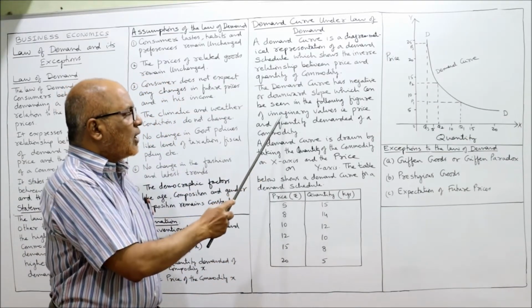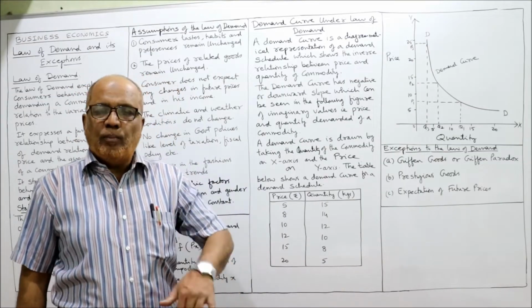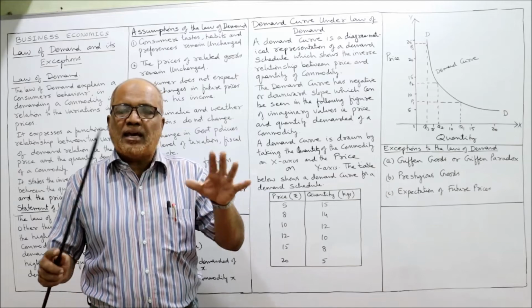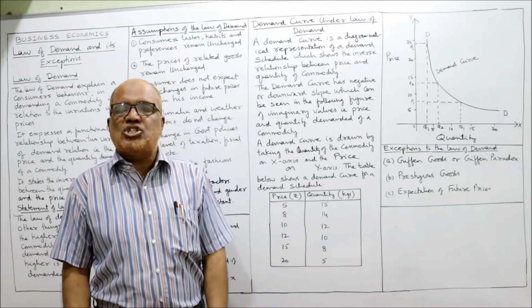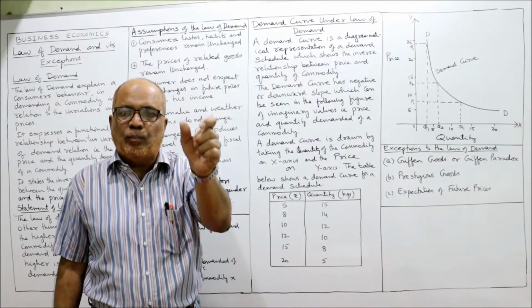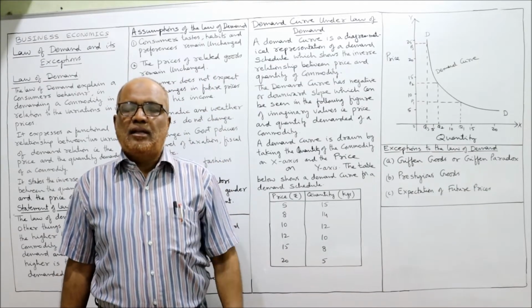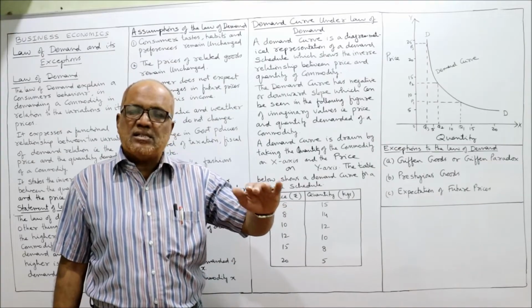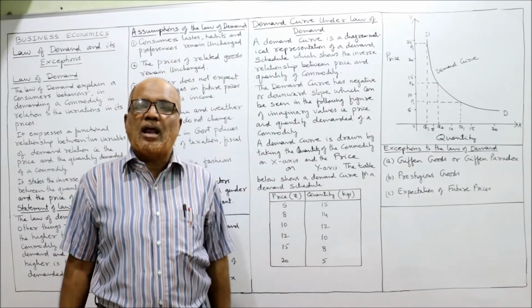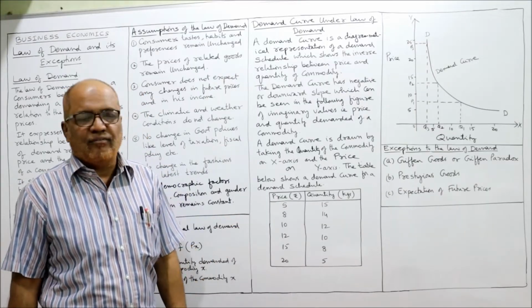It can be seen in the following figure of imaginary values in price and quantity demanded. To make you understand, we are making an imaginary demand schedule. In this imaginary demand schedule, we are taking few prices and few quantities demanded. Then we can present this demand schedule in a graph paper. That graph paper will give you the demand curve.